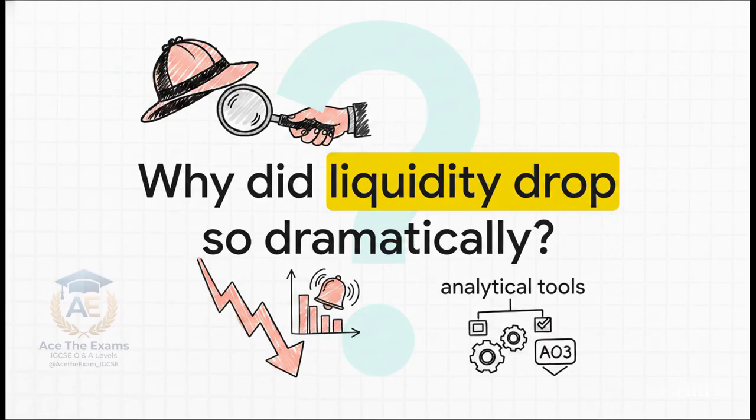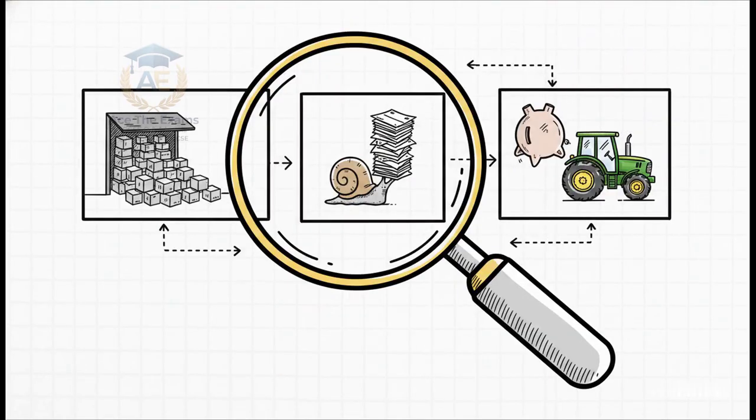A drop like this is a massive, blaring alarm bell. But just writing "liquidity is lower" on your exam isn't going to cut it for AO3 marks. You have to explain exactly why it happened, using the analytical tools you have. A true A-star response is going to explicitly analyze the root causes.